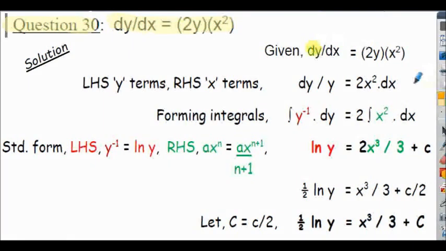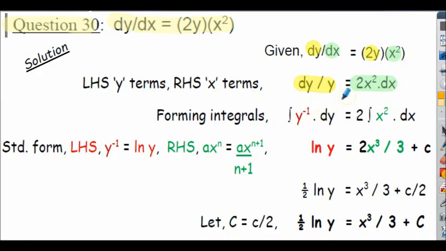So given dy by dx is equal to 2y multiplied by x squared, rearranging is quite straightforward here. I multiply both sides by dx and divide both sides by y. I'll have dy divided by y on the left hand side. On the right hand side I have 2x squared multiplied by dx. You might consider why not divide by 2y and not y. Well, I'll show you that alternative solution later on.